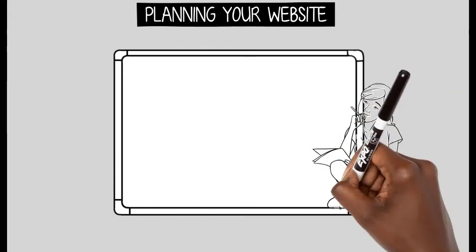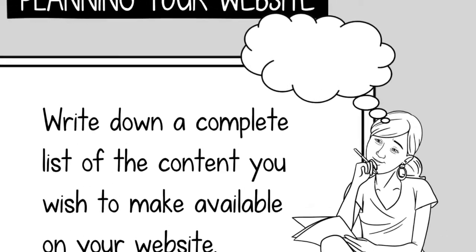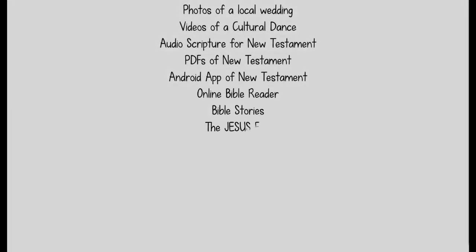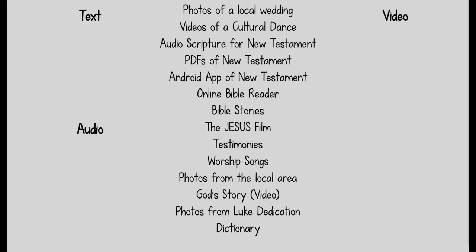The first step is to write down a complete list of the content you wish to make available on your website. Some examples may be scripture in your publication language, local songs, the Jesus film, or a dictionary. Here is a sample list of items that a website manager might want to put on their website. We will go through the list and put each item in a group. Common groups we see here in this list are text, audio, video, and pictures. So let's start with those categories.